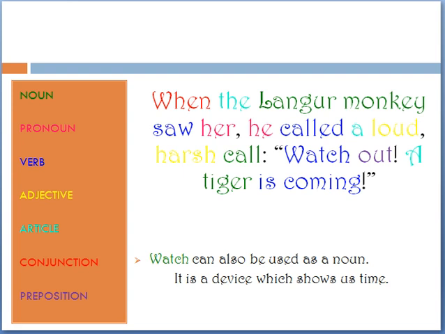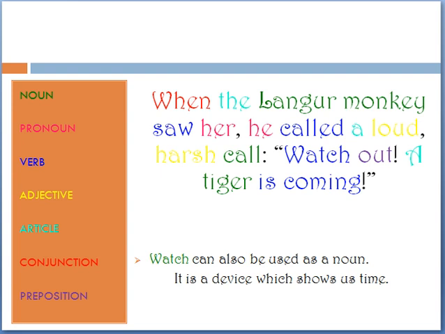Okay, so now come to the point. When the langur monkey saw her, the langur monkey, here we have used this article the. Now why have we used this? The is a definite article. And why have we used a definite article? Because we are not talking about any random monkey. We are talking about that particular monkey who has called out a loud harsh call, right? So the langur monkey here is a definite animal. That is why we have used the definite article the. Langur monkey is a naming word. We know that already. That is why it will be a noun.